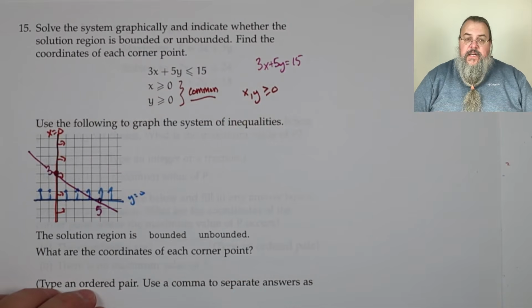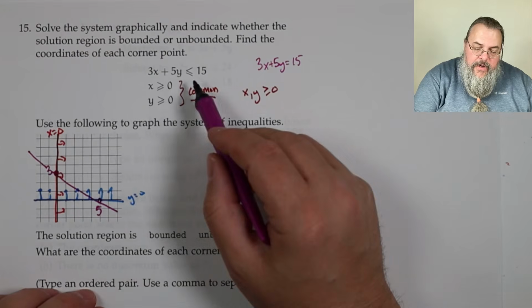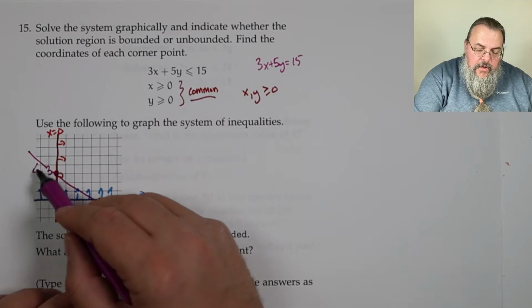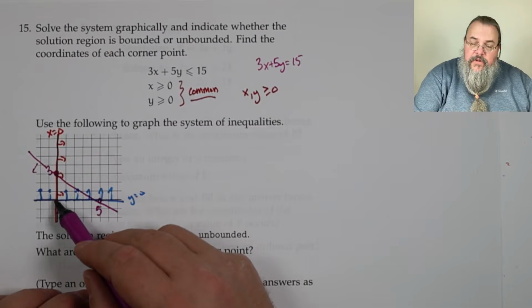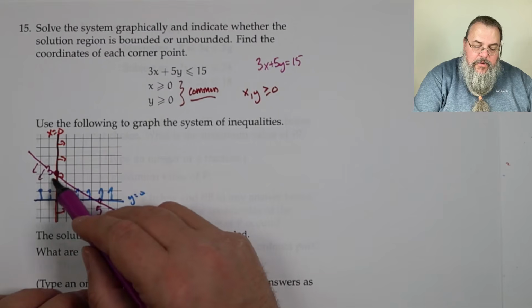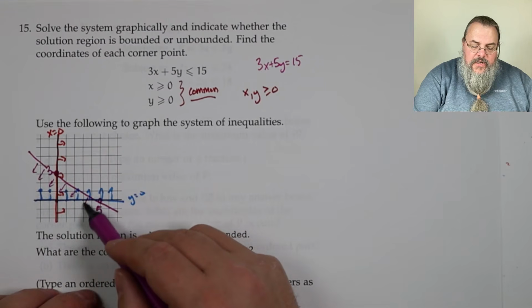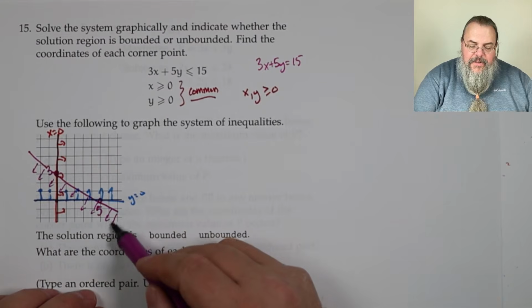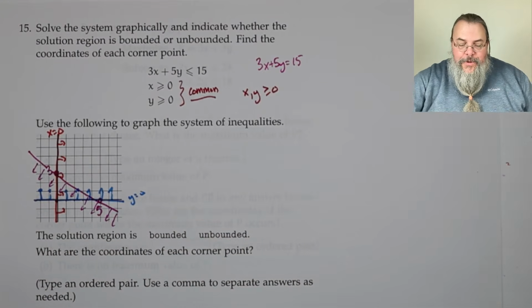There's our solid line. And now, if 3x plus 5y is less than or equal to 15, we want to test the point (0, 0). 0 plus 0 is less than or equal to 15, so we want to be on the side with the origin. Okay, now, moment of truth.